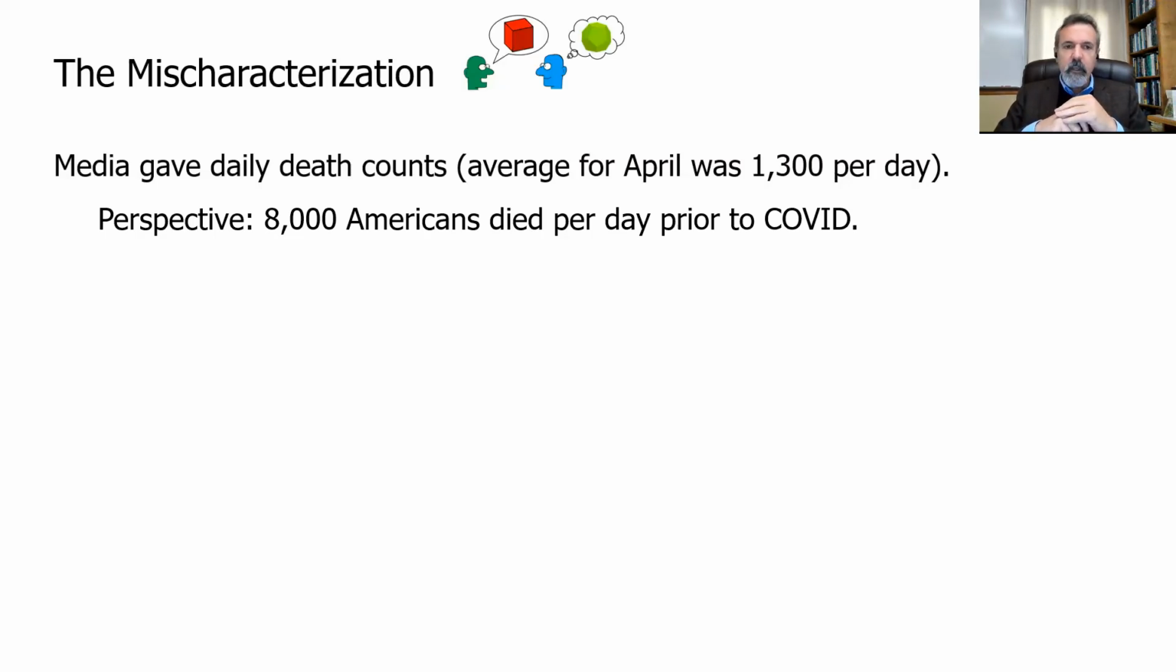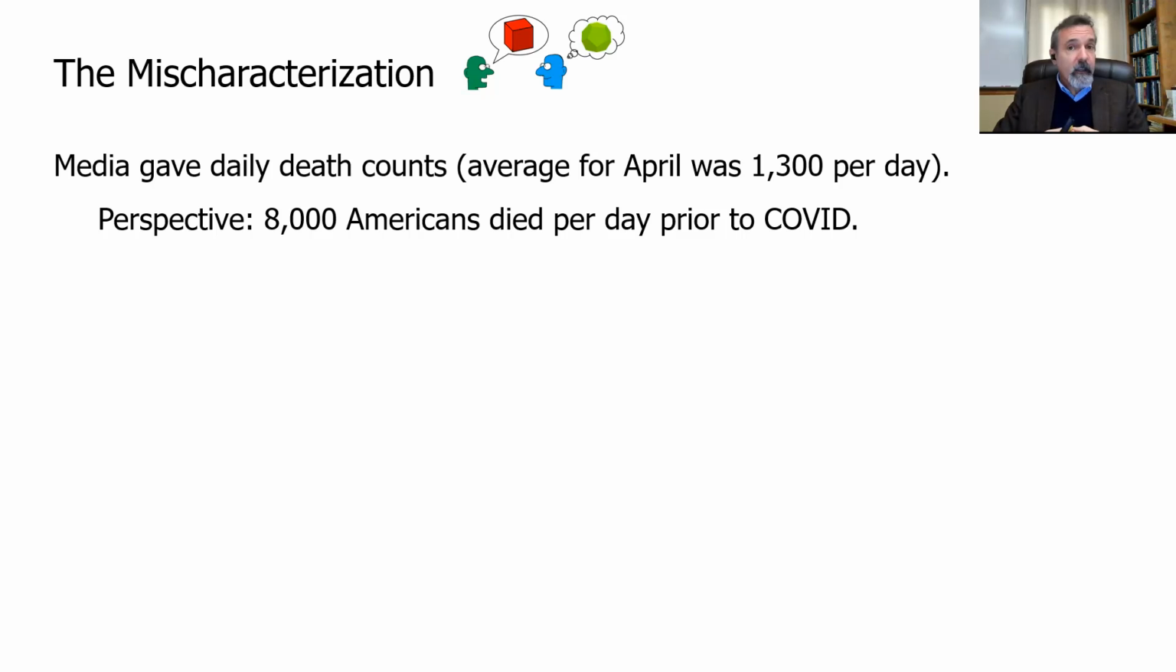And the perspective is, on a regular day with no COVID, about 8,000 Americans die every single day. And I argue that what was happening here with people seeing these death counts on the evening news and getting upset about them, yeah, on the one hand, you should get upset about them because these are hundreds of people dying of COVID. But much of the upsetness, I argue, was simply due to the fact that people didn't know how many Americans normally die every day.